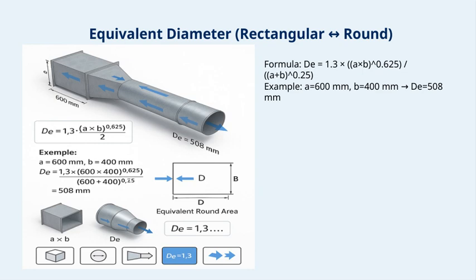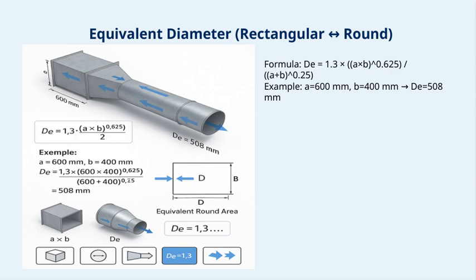Let's take a closer look at the equivalent diameter when converting from a rectangular to a round shape. The formula we use is D equals 1.3 times the quantity a times b raised to the power of 0.625, divided by the sum of a and b raised to the power of 0.25. This helps us find a circular diameter that has a similar hydraulic or flow characteristic as the original rectangular shape.